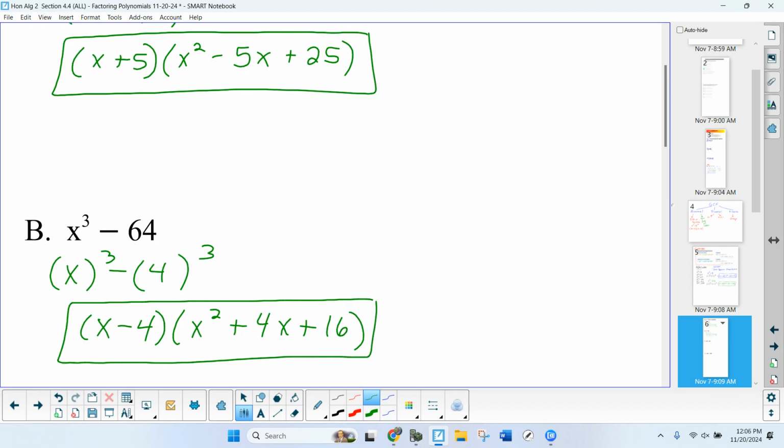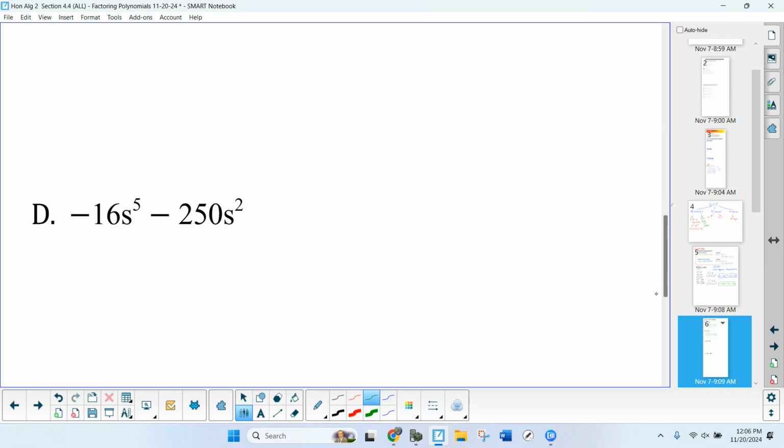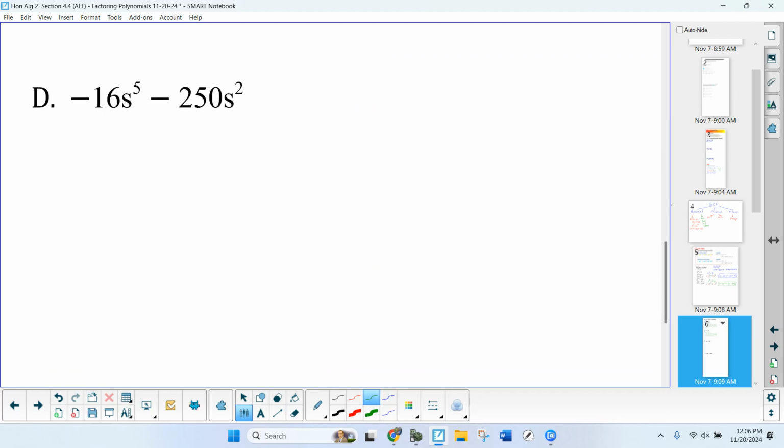There will be a sum or difference of cube formula problem on the quiz on Friday. Make sure you know it. Skip C. Jump to D. Still have to keep in mind your first rule of factoring. So Justin, what is my first rule of factoring? GCF. Does this one have a GCF? Yeah. What is it?